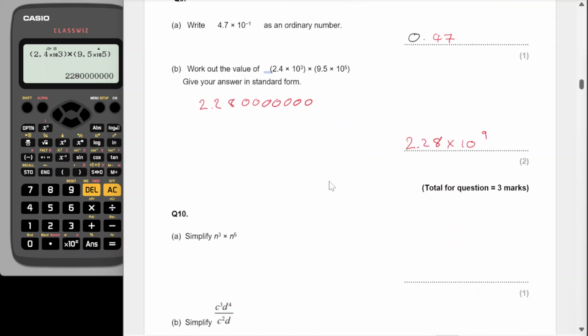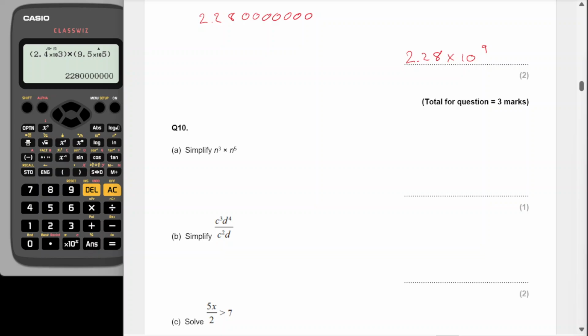Question 10. So simplify, I briefly discussed this earlier. When we multiply indices, we add the powers, so that's just going to become n to the power 8.